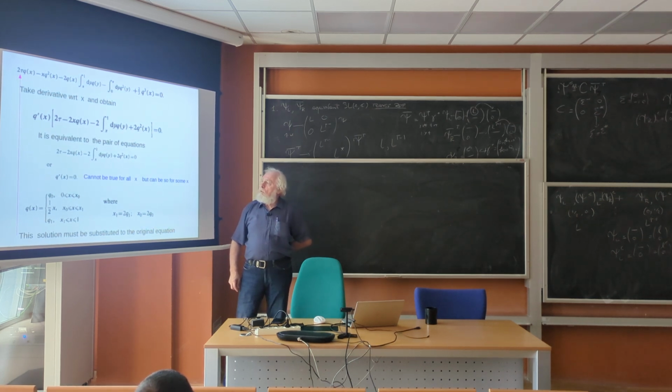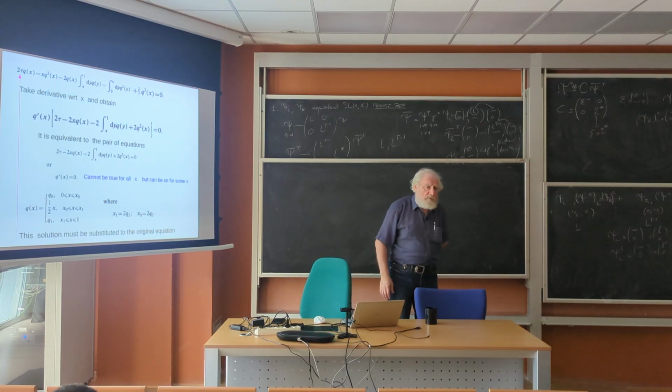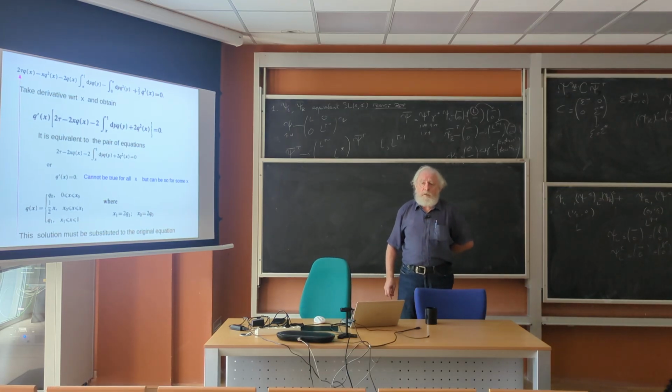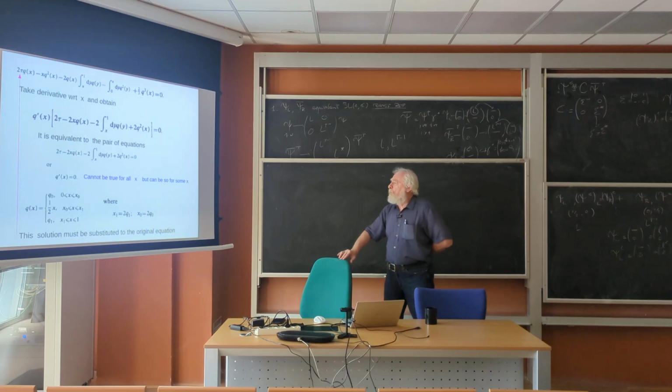Of course, if this q prime of x, the derivative of q over x, were 0 for all values of x, then we would be back to the incorrect replica symmetric solution. But this q prime can be equal to 0 on some parts of the interval between 0 and 1.